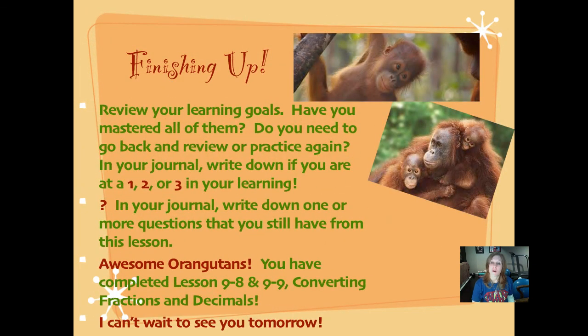Finishing up. Don't forget, you're supposed to be writing down in your journal. Are you at a level 1 in your learning? Was this crazy hard for you? Are you at a level 2? You've almost got it, but you've got a couple questions you're going to write down. Or are you at a level 3? You think you've got it. Awesome orangutans, you have completed lessons 9-8 and 9-9, converting fractions and decimals. I can't wait to see you tomorrow.